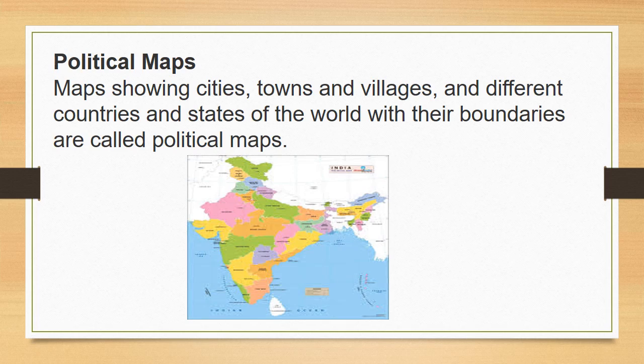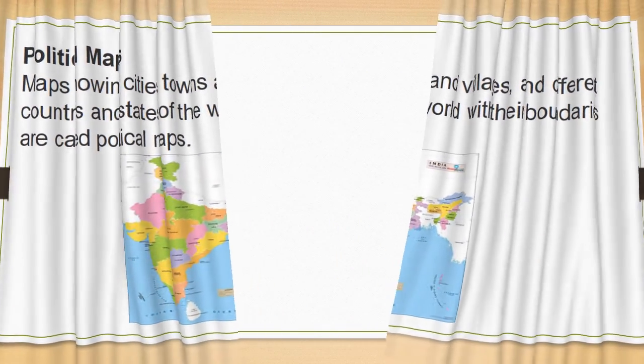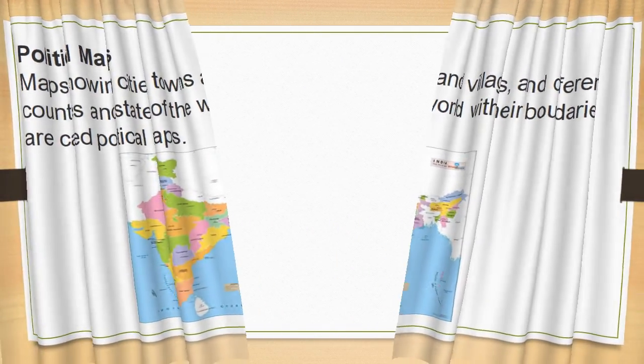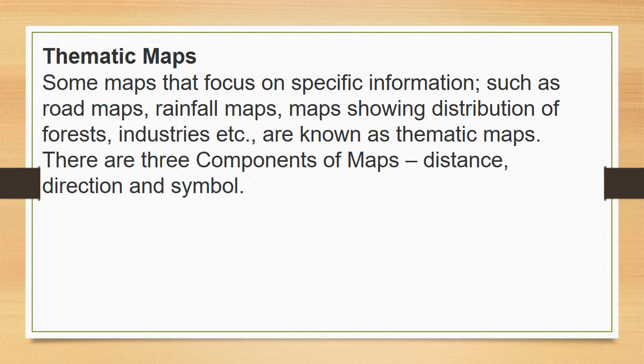Okay children? So, the next type of map is thematic maps. Thematic maps, my dear children. Some maps focus on specific information such as road maps, rainfall maps, maps showing distribution of forests, industries, etc. Those are called thematic maps. Okay children?